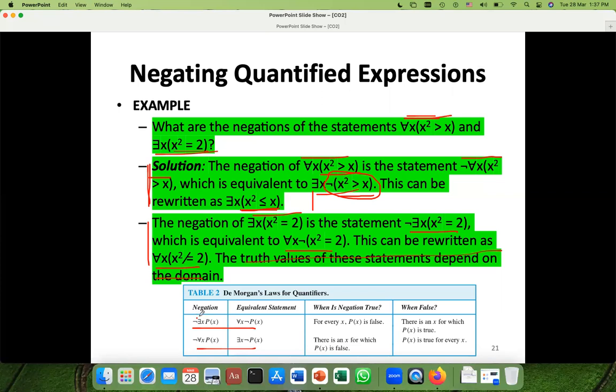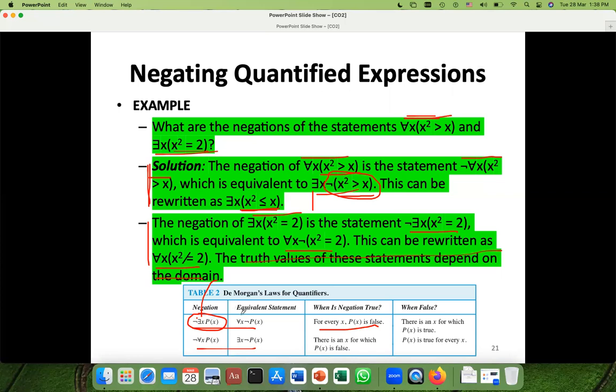So for every x, what is this statement representing? What is the meaning of this mathematical expression with negation? Theoretically, for all x, p of x is false, which is written here. When is the negation true? When you have for all x, p of x is false, then this statement will become true.